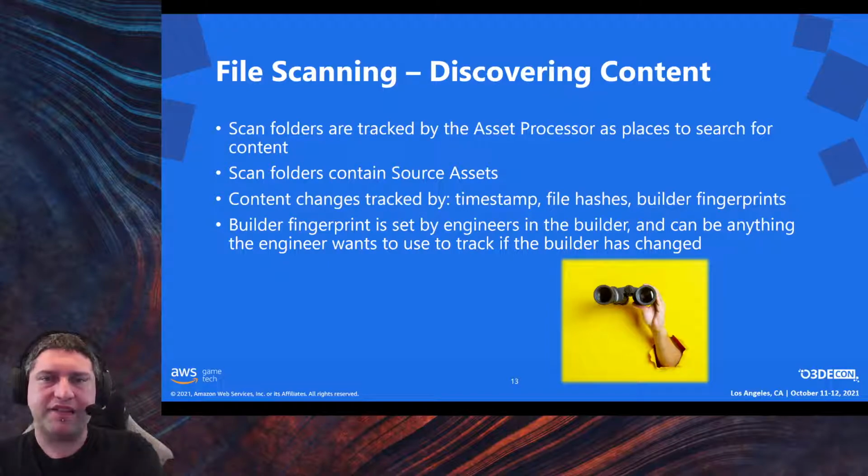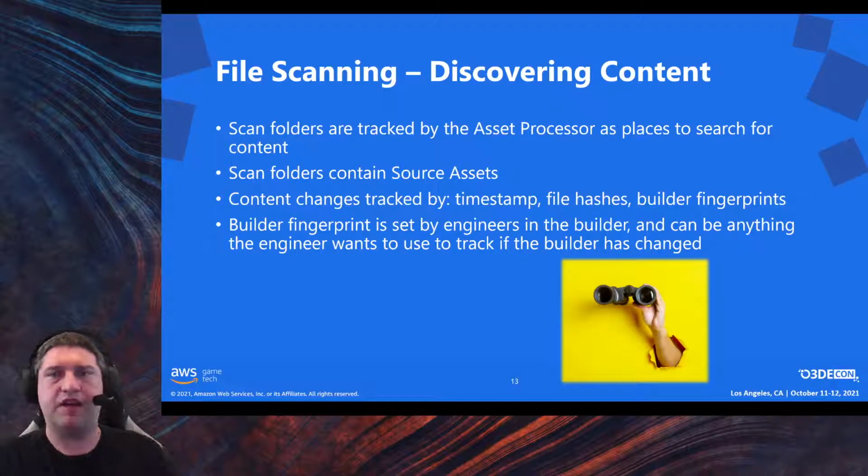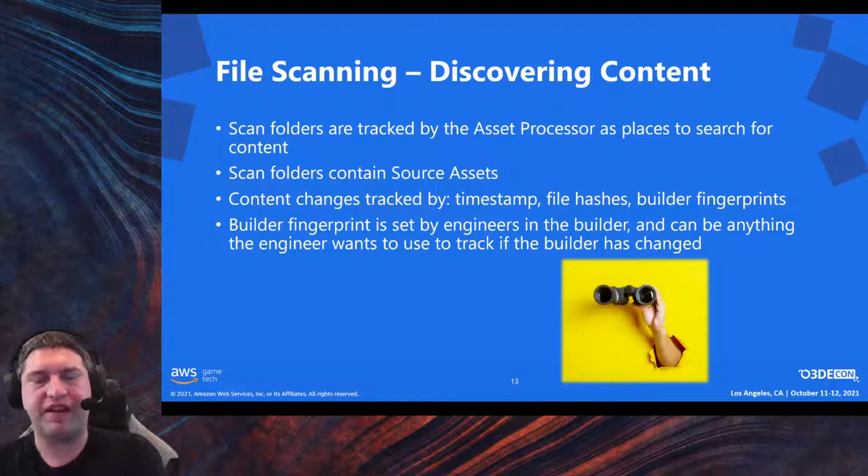Files, source assets, are tracked by the asset processor in what we call scan folders. These are folders that the asset processor scans for content. Scan folders can contain more than source assets, but this is the only place source assets can be. If you put a file in a scan folder that the asset processor doesn't know how to process, it'll be invisible to the asset processor, which can be okay.